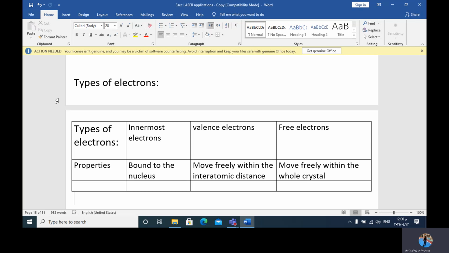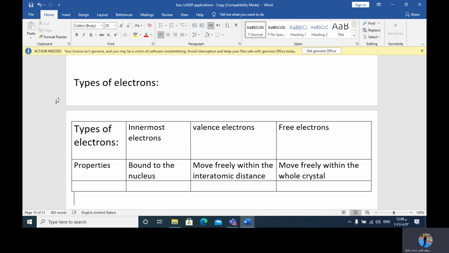We have another kind of electrons called the valence electrons or the valency electrons. They move freely within the interatomic distance. So they have free movements, but they don't go too far. They are just moving freely within the interatomic distances. What do we mean by interatomic distances? The distance between atoms. The small little distance between atoms, they move freely between them.